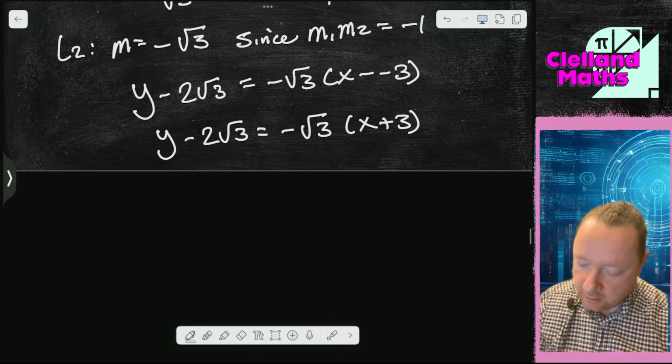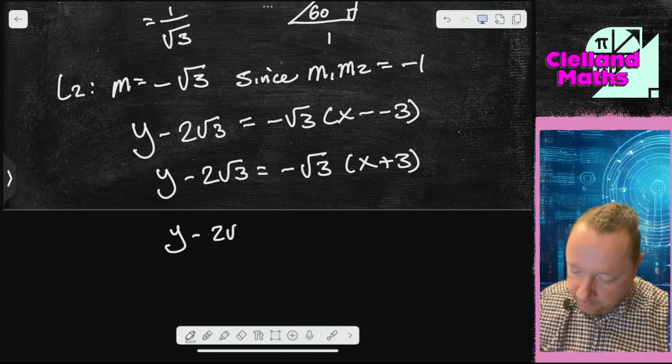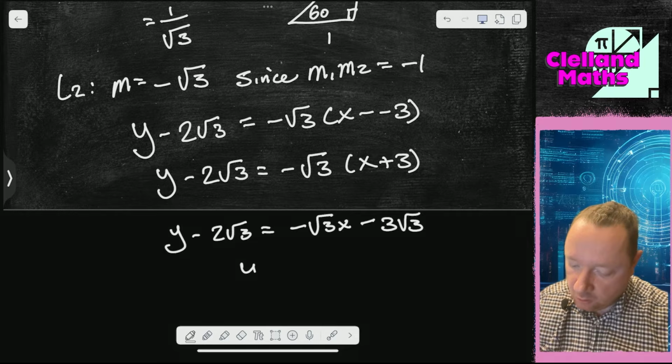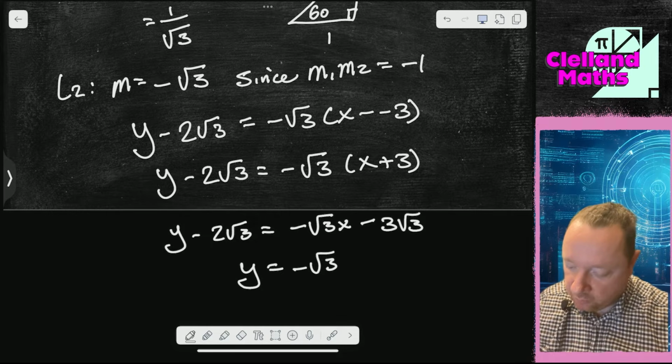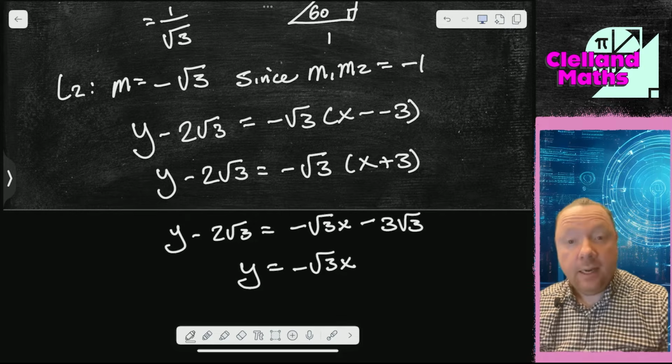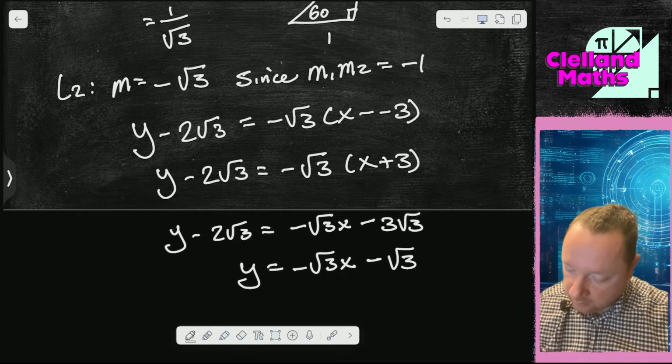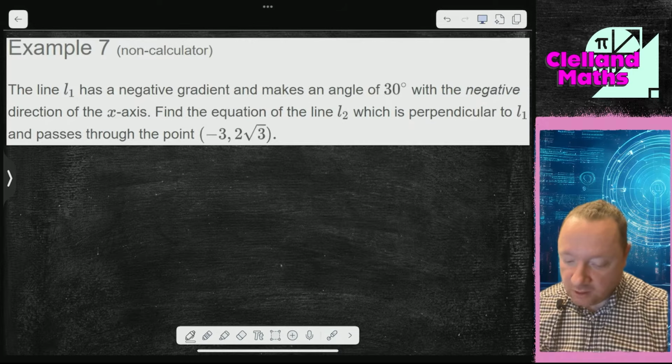And finally, y minus 2 root 3 equals minus root 3x minus 3 root 3. So y is finally minus root 3x. Minus 3 plus 2 is minus 1, so minus root 3. And we're done there.